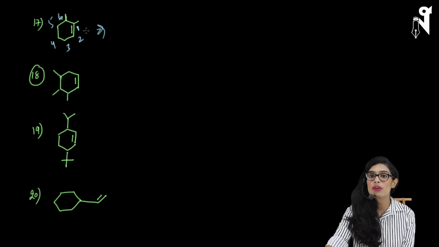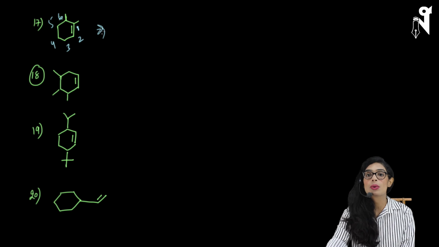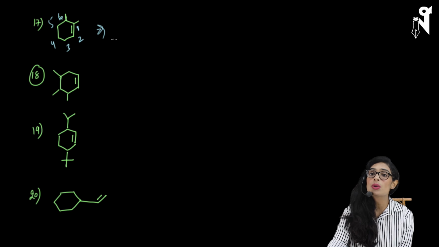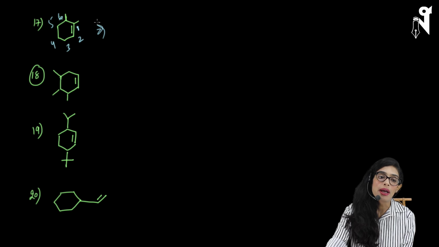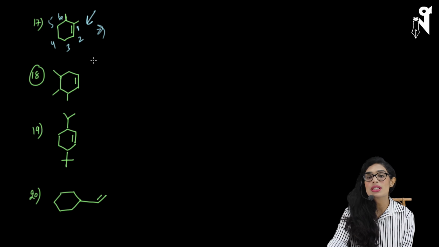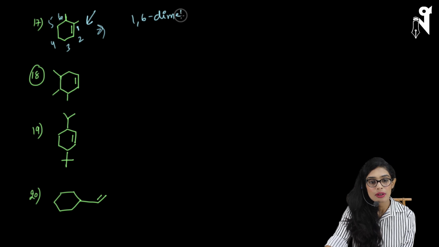Why we have preferred this way of numbering, though the sum of the positions is more, is because we are following the lowest locant rule. We ignore the lowest sum rule. So we do not look at whether the sum of the positions of the branches is lowest or not. We actually look at whether the first locant we are encountering is getting the lowest possible number or not. And by writing 1 over here, we are getting the lowest number possible for my locant, and hence the name will be 1,6 dimethyl cyclohexene.